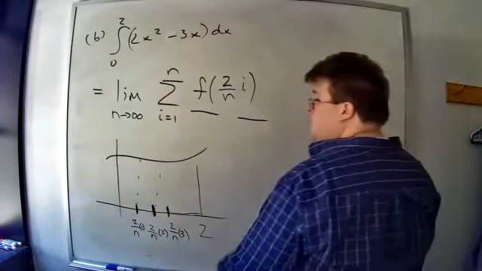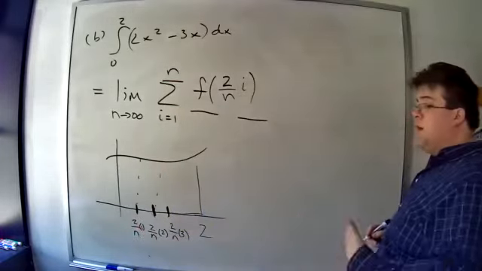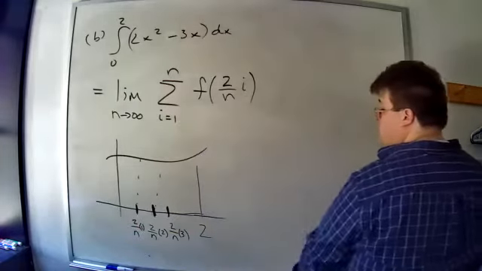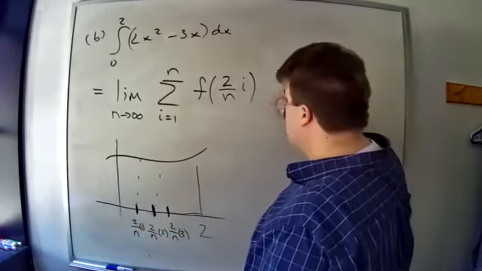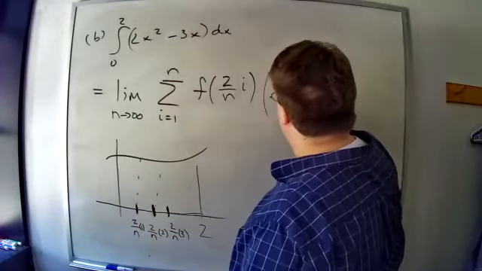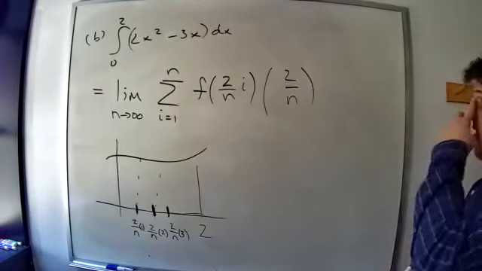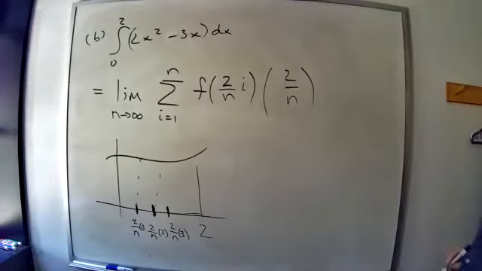So evaluate the function at them. Let i be what is counting through the 2 over n's. The 2 over n's stay the same. What is the base? Well, the base is always length 2 over n. So we have the one side of the rectangle and the other side. Any questions about setting that up?